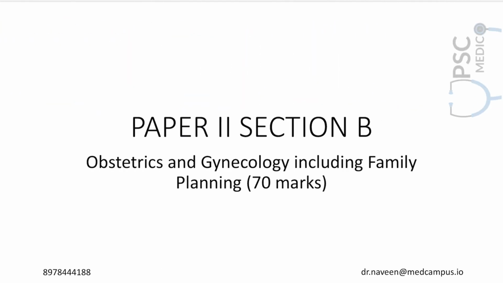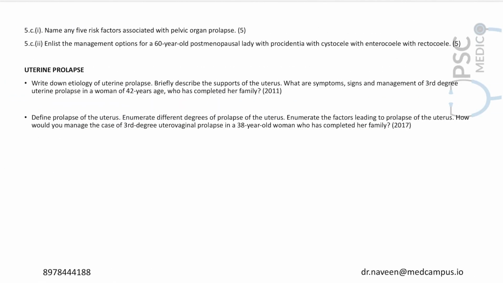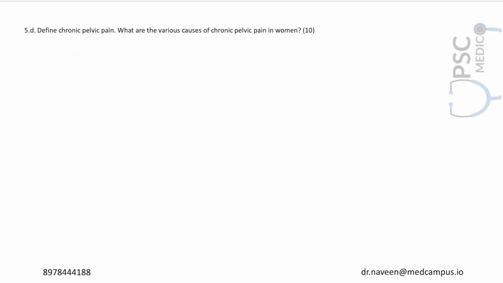Then we're getting into the last part of the discussion. Now you have OBG including family planning for 70 marks. Very easy questions. Pelvic organ prolapse, what are the risk factors and how will you manage? Simple. Next, this is again an unasked hashtag. It's there in the syllabus.